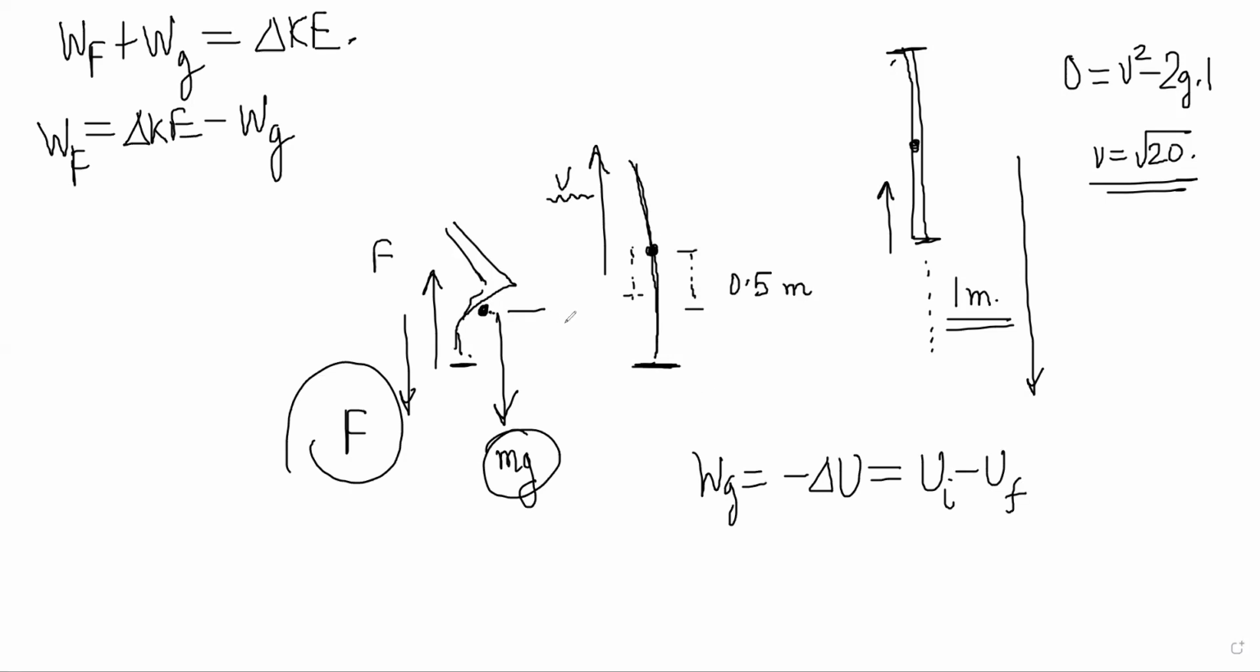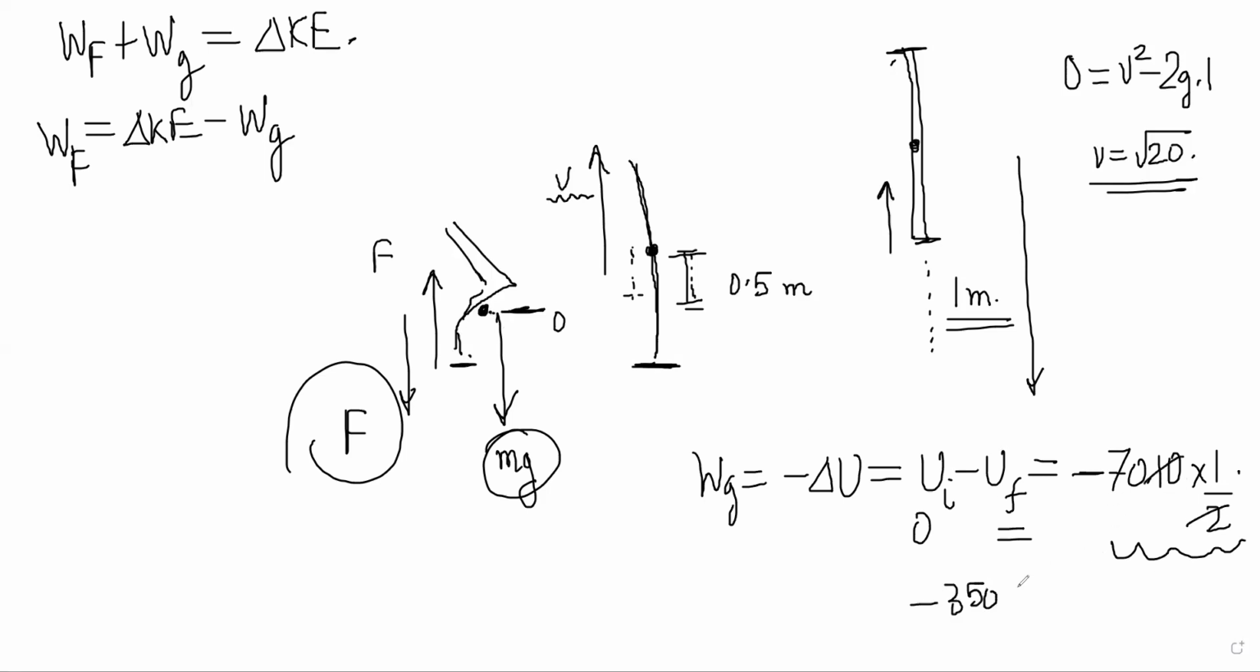If you take this as the 0 level initial, this is going to be higher level. So work done by gravity is negative, minus 70 into 10 into half, right? Final potential energy is this, initial is 0 if you take this as 0 level. So this becomes basically minus 350 joule.